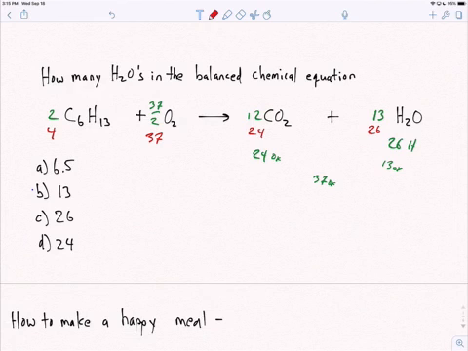Oxygen. So if you did that, now we have 37 over 2 to balance it. And then we have to multiply the whole thing by 2 to get rid of that fraction.